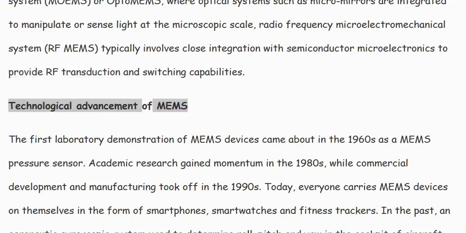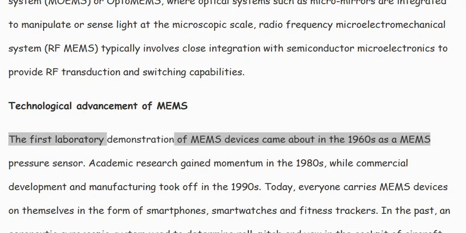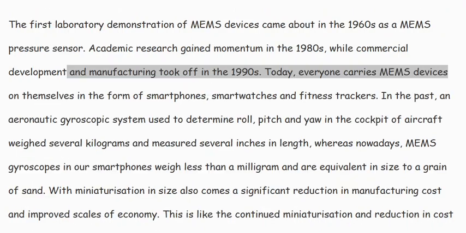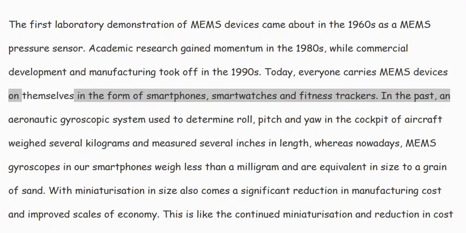Technological advancement of MEMS. The first laboratory demonstration of MEMS devices came about in the 1960s as a MEMS pressure sensor. Academic research gained momentum in the 1980s while commercial development and manufacturing took off in the 1990s. Today, everyone carries MEMS devices on themselves in the form of smartphones, smartwatches and fitness trackers.